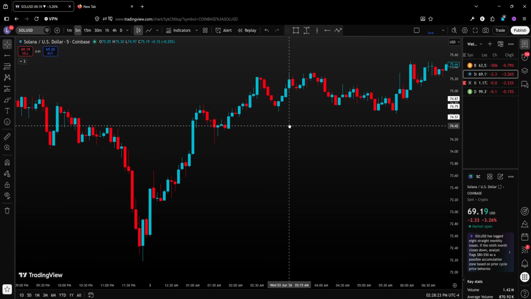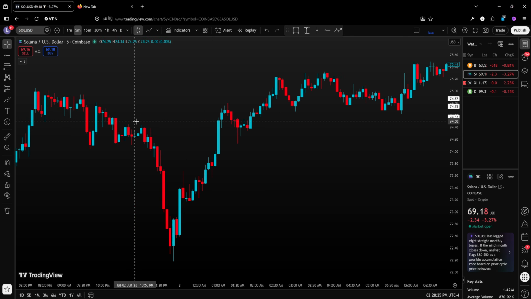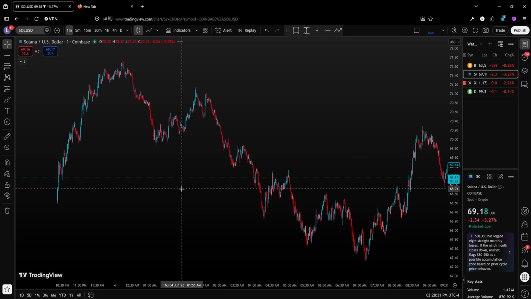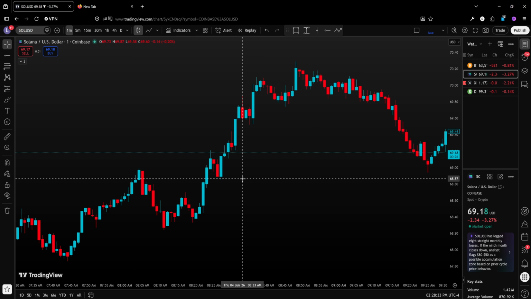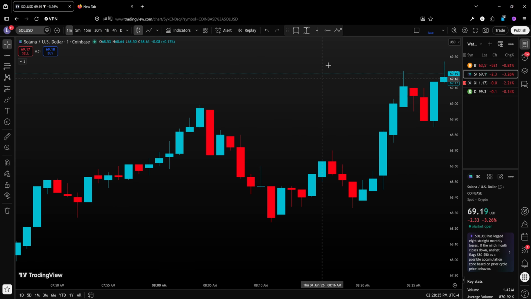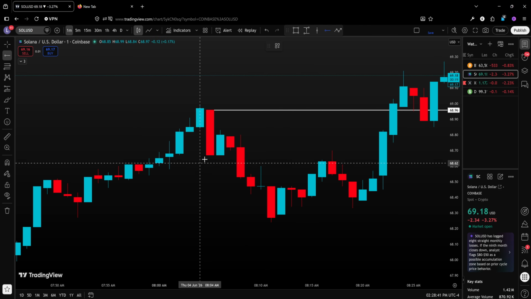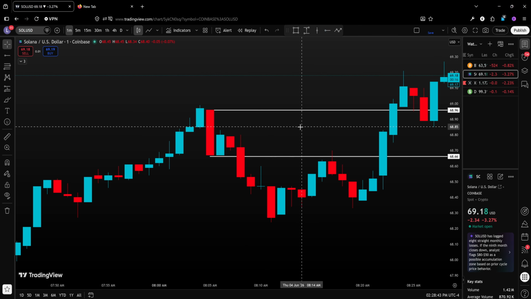Let me see if I can find a candle with no wick at all on neither side. I'll go to the 1 minute for that. Here's one right here. So boom, if it has no wicks at all, this is where it opened at. That's the highest point that it got to. This is where it closed at. That's the lowest point it got to.